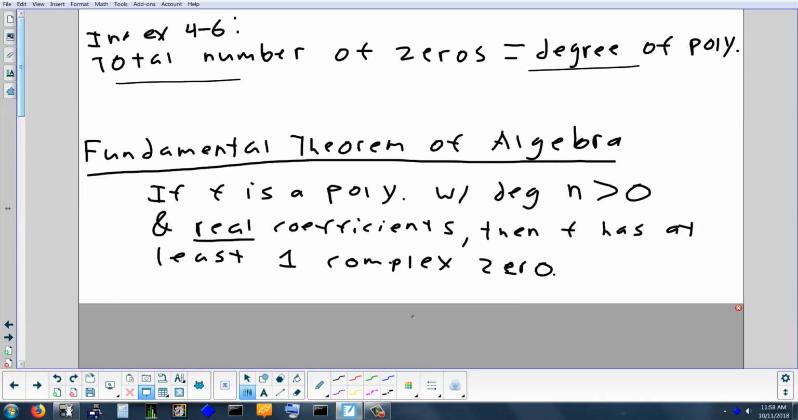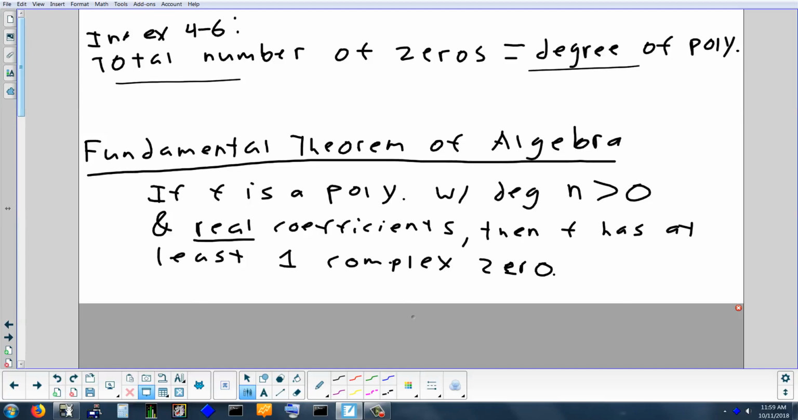All right, so if you look back at examples 4 through 6, that always happened. Total number of answers equals the degree of the polynomial. And there's 2 theorems that the book mentions about this. The first one is the fundamental theorem of algebra, which basically says that if you have a polynomial that's not a constant, at least linear or higher, degree 1 or higher, and the coefficients are real, then you're always going to have at least one complex 0.